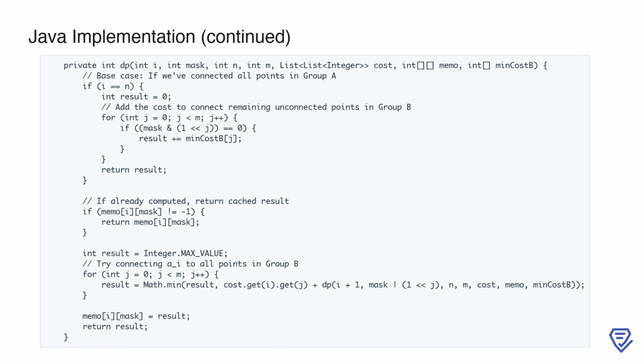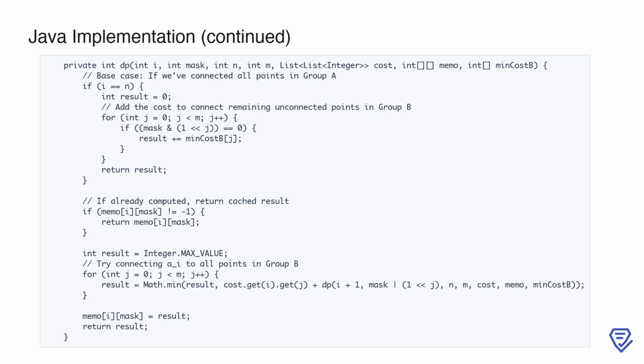If so, we calculate the cost to connect any remaining unconnected points in group B using the min-cost-B array. For each unconnected point in group B, we add its minimum connection cost to the result. Once calculated, the result is returned. If the state has already been computed, we simply return the cached value from the memoization table.